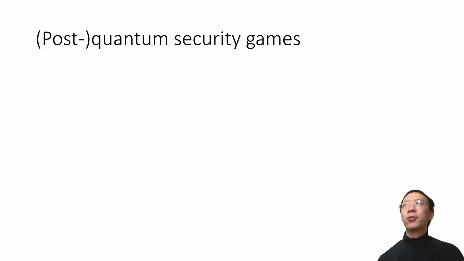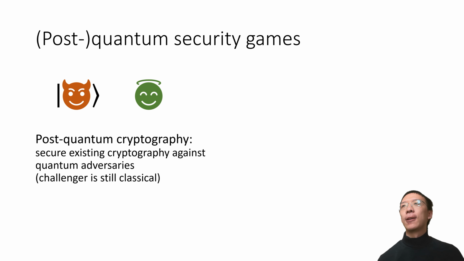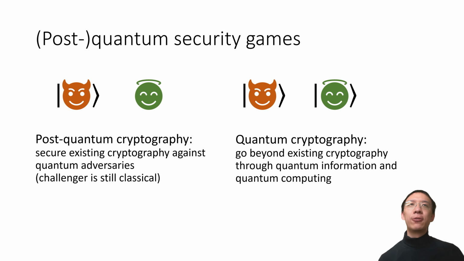In particular, we are going to consider two flavors of quantum security game. The first flavor is called post-quantum security game, which aims to capture the scenario you encounter in post-quantum cryptography, where we want to secure existing cryptography against quantum adversaries. But more generally, we can also consider quantum security games, which arise in quantum cryptography. Here, both the adversary and the challenger could be quantum, whereas in the post-quantum security game, the challenger is still classical. So as you can see, the post-quantum security game is a special case of general quantum security games.